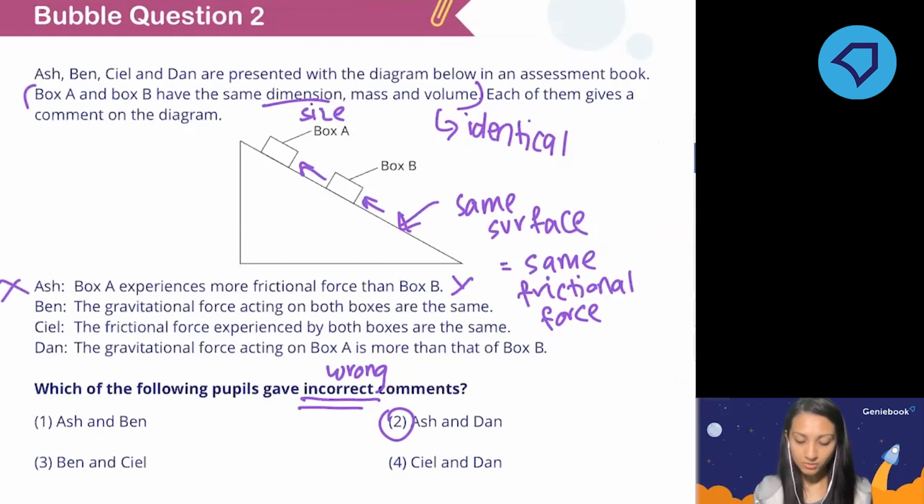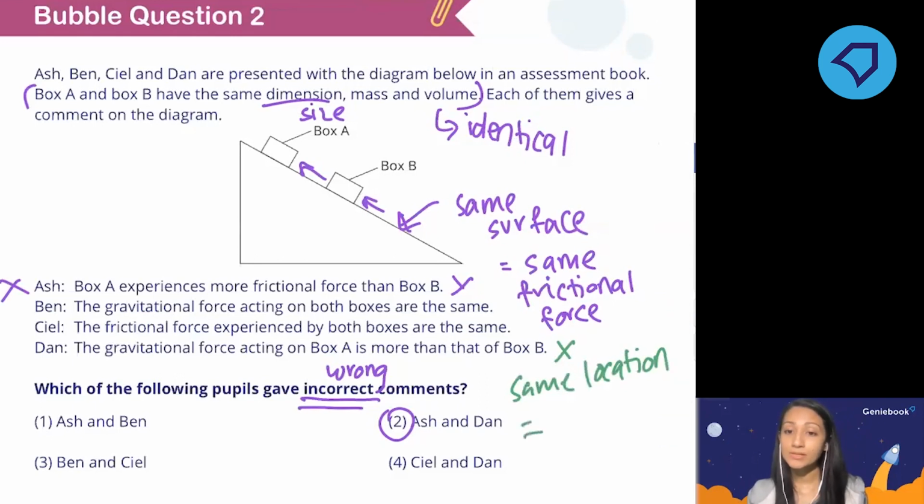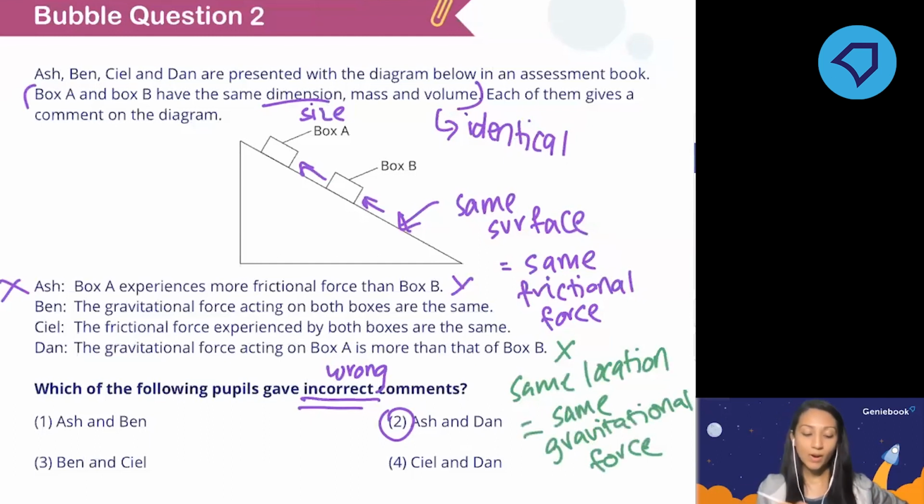Dan is also wrong because remember I told you they are in the same location. So same location means what? Boys and girls, those who got it correct, what does it mean? Same location means they have the same what? Awkward pause, cricket sounds. Dion said same gravity. Yes, same location means same gravitational force. Or if you want to write it short, just write gravity, that's fine. So that's why Dan is wrong. Same amount of gravitational force.